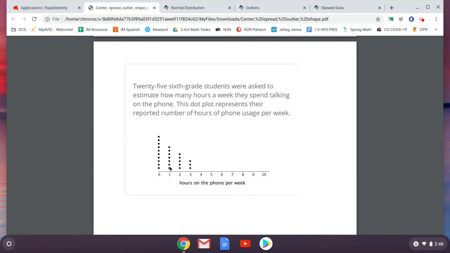So that means somewhere here around 1 hour is the center of that data. And so that's what we're talking about. Typically refers to the center of the data.